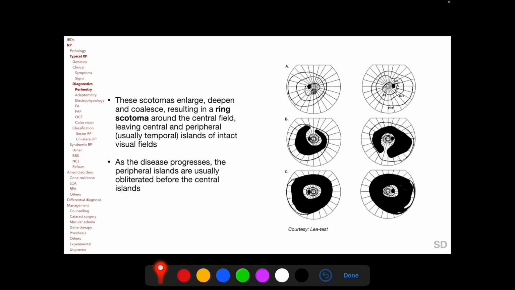These scotomas enlarge, deepen and coalesce, resulting in a ring scotoma around the central field, leaving central and peripheral, typically temporal, islands of intact visual fields. As the disease progresses, the peripheral islands are usually obliterated before the central islands are affected.